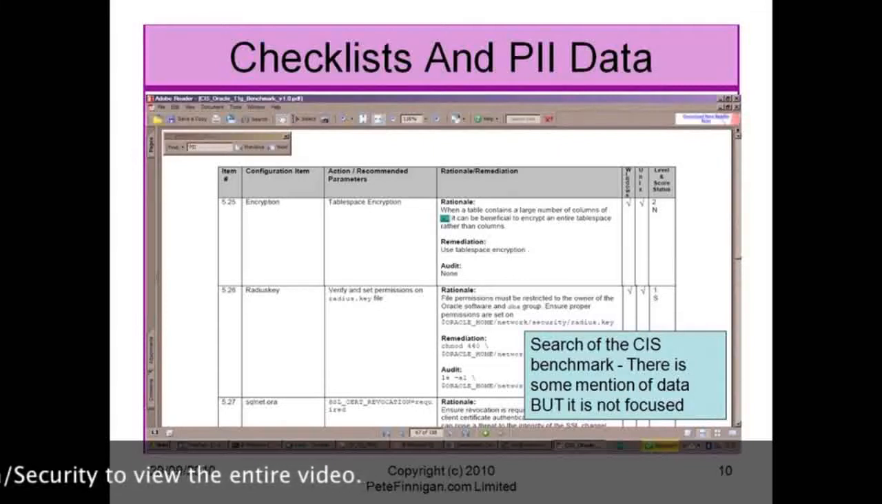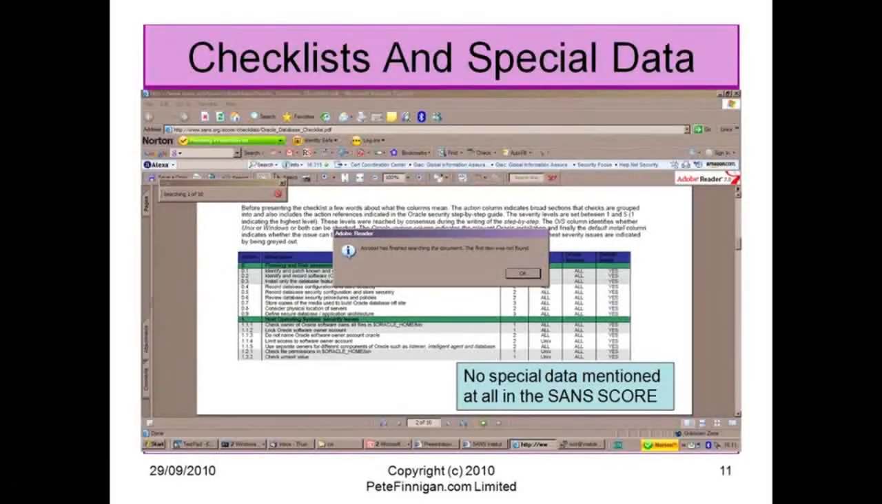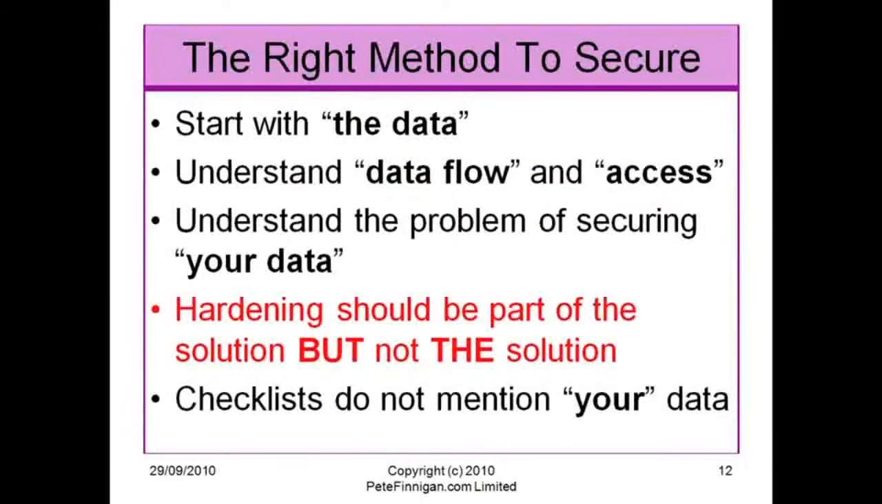So that's an example that these documents don't talk about your data, and when they do, which is very rare, the answer is very general, and it's not really specific to each person's circumstances. There isn't anything in the score document that relates to your data. It's really highlighting the fact that you must consider the data first. Relying on checklists is still a valid thing to do, but it's not going to secure the database. It's not the right method to secure the database.